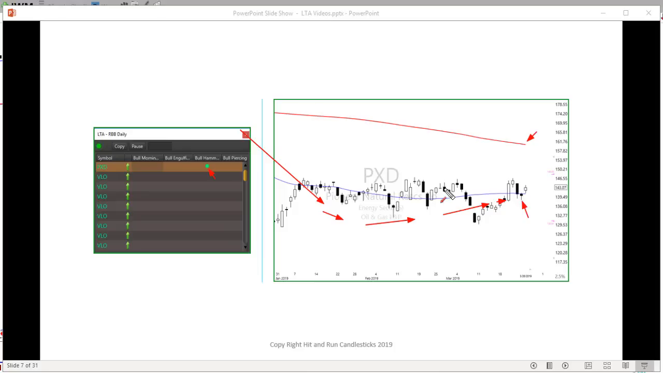Now, if you don't like that chart, if you don't want to buy it there, if you see this chart and you think, well, I would rather buy it if it breaks out, you can certainly do that. The thing to remember is this was alerted for you to put on what I would call your hot watch list.